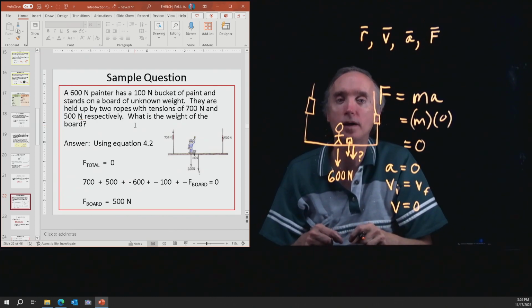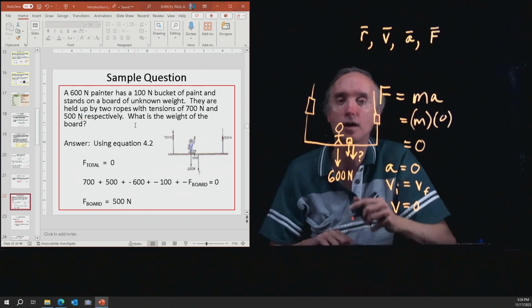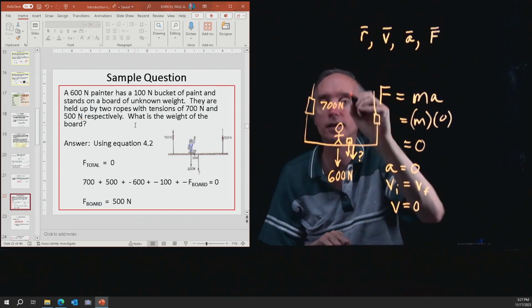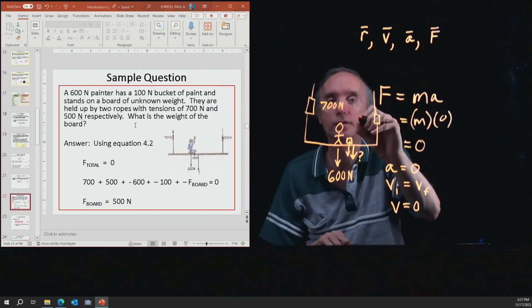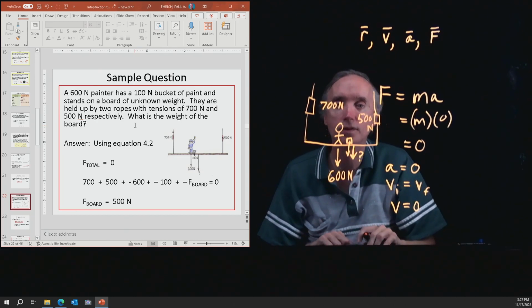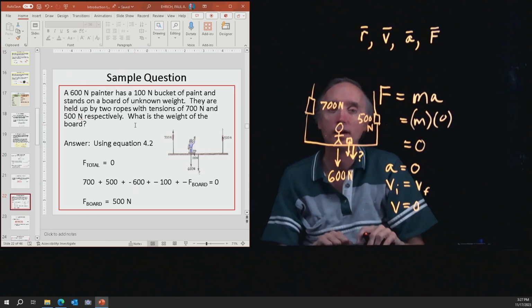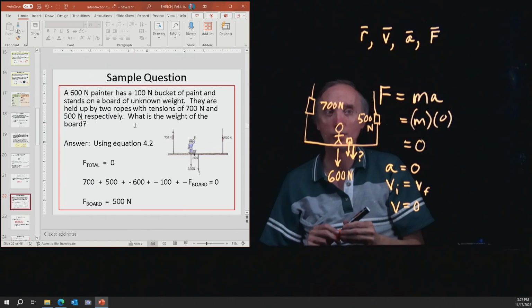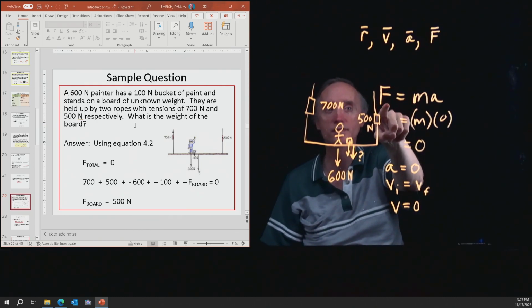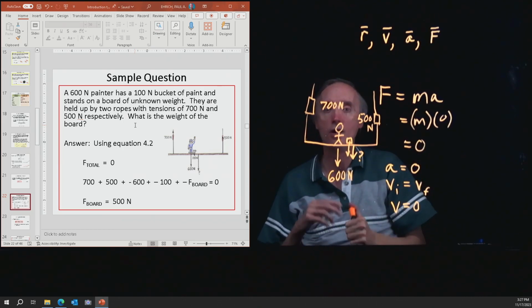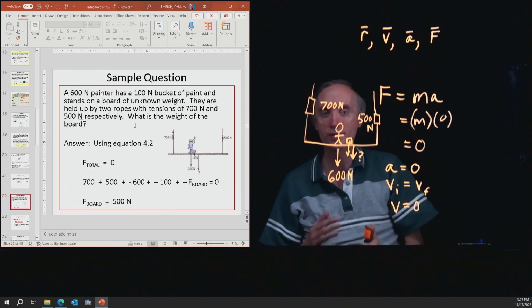They are held up by 2 ropes with tensions of 700 newtons, and the other one is 500 newtons. Okay, so those are the readouts on it. Now, what we have to figure out is what's the weight of the board. So we're going to use this principle: the sum of the forces has to equal 0. So what are all the forces acting on the system?